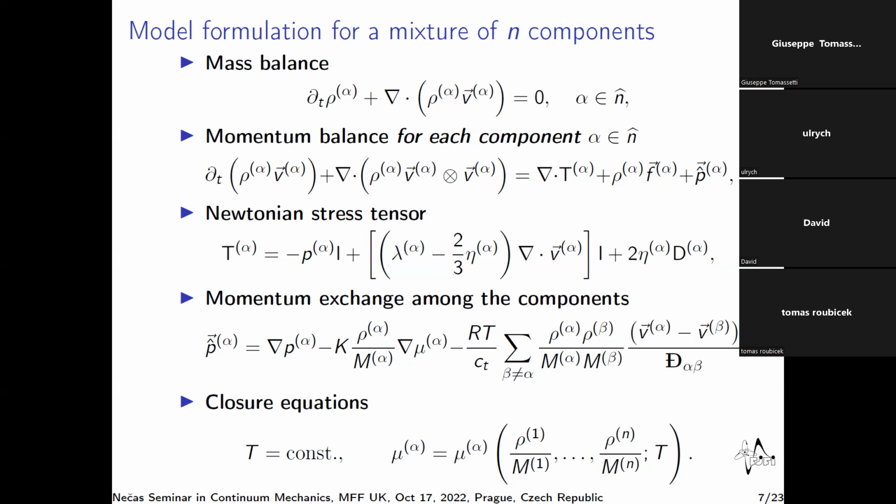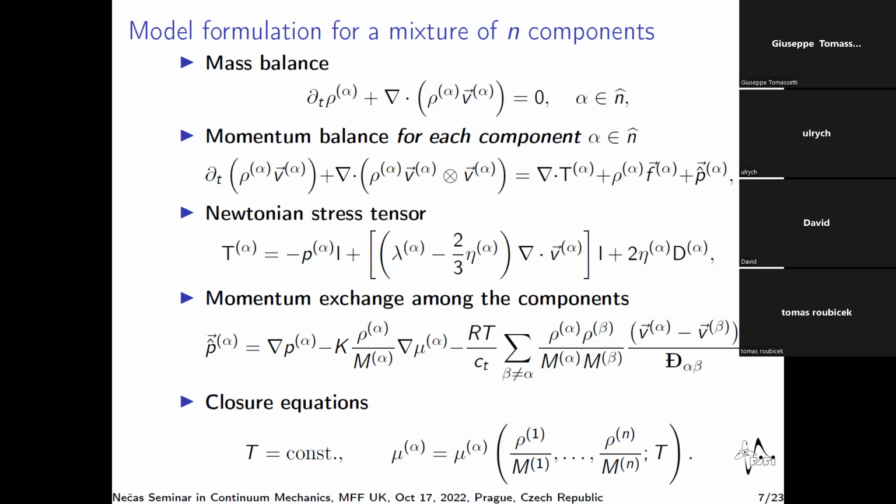So this is basically the friction of component alpha with respect to component beta. What it says is that the friction force is proportional to the velocity difference. And this coefficient, alpha beta, which has the same notation as used in Stefan-Maxwell, is just the inverse of the Dirac coefficient. To close the system, we assume that the temperature is constant and chemical potentials have to be specified as functions of molar concentrations and temperature.